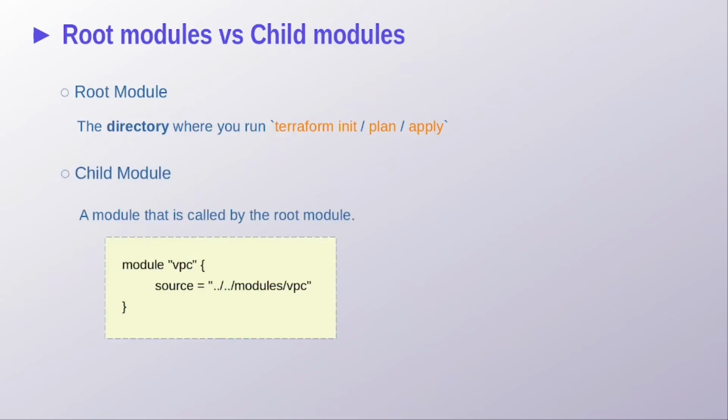Child module. A child module is a module that is called by the root module. It contains reusable logic. It is not executed directly. Here the root module says, "Hey Terraform, please use this VPC module." Very important rule. Let's remember, never run terraform apply inside a child module. Always run Terraform commands in the root module. Child modules are reusable blocks, not execution points.